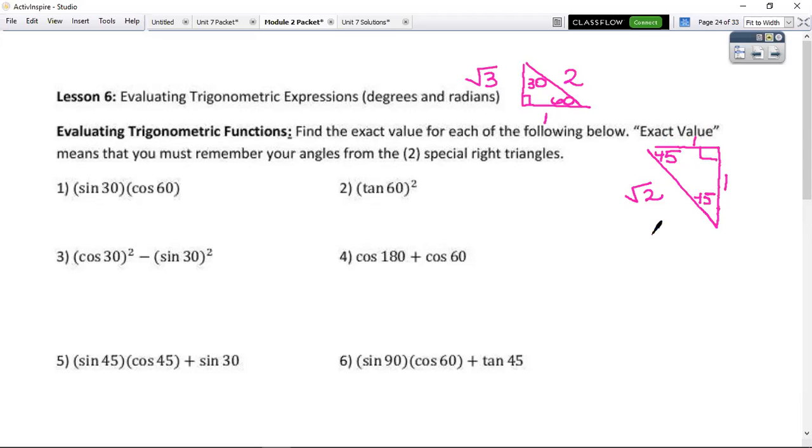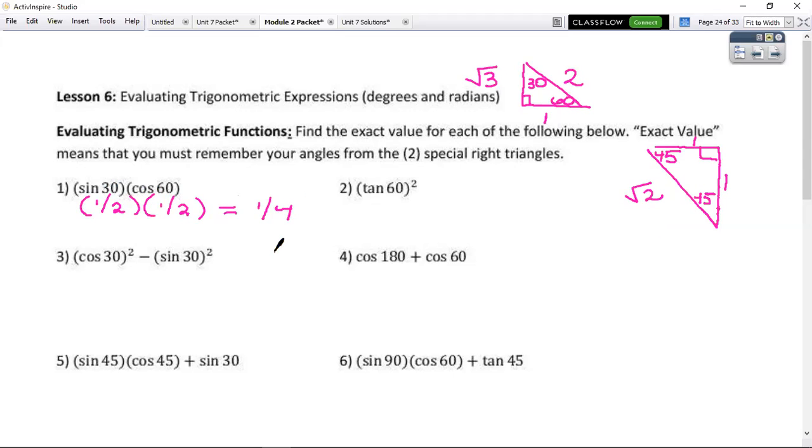So these questions all say exact value. So that means no decimals, okay? So if something ends in a radical, you're going to have to leave it alone. So number 1 tells me, what is the sine of 30 degrees? So go up to the triangle. Sine is opposite over hypotenuse. So what's the sine of 30? 1/2. Good. What's the cos of 60? Also 1/2. What's 1/2 times 1/2? 1/4. Done.